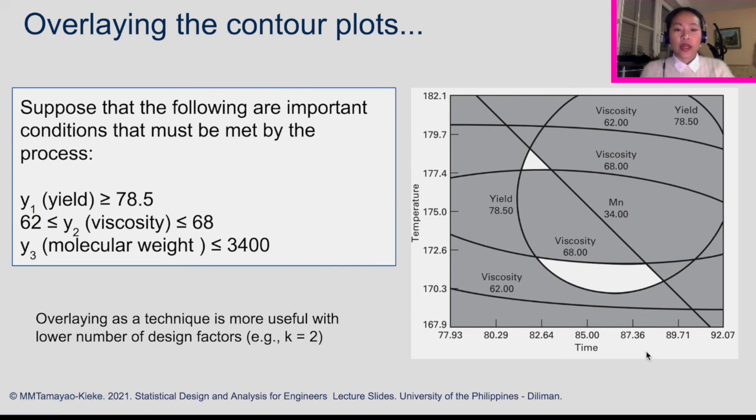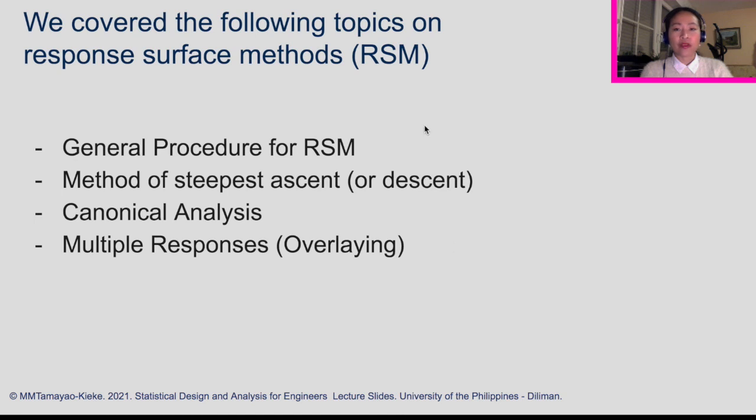Now, with experiments with a higher number of design factors, it is more advisable to use mathematical techniques to identify the optimum regions. But that is a topic for more advanced stat courses. So this is where we end our discussion on response surface methods.